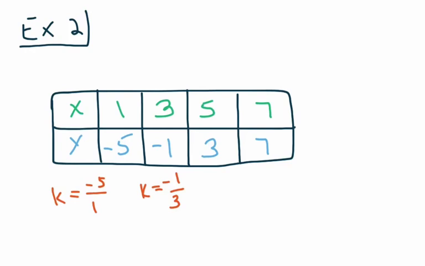Therefore, since we have two different values, we know that our k values are different, and so this table is not going to be representative of a proportional relationship. So this table is not proportional. It doesn't have a constant of proportionality, so this table does not represent a proportional relationship. It would still be linear. Important to keep that in mind, that this table would still be linear. However, it is not going to be proportional.